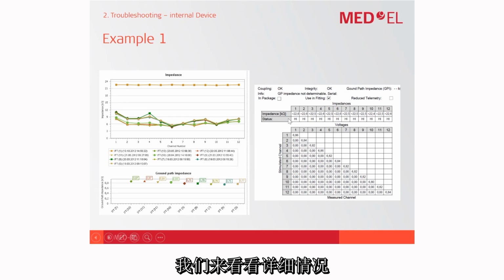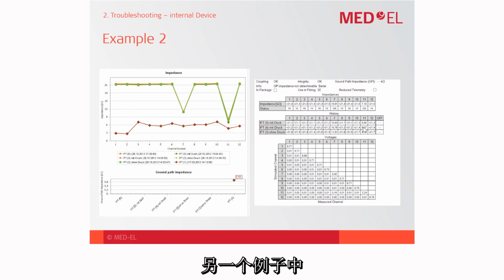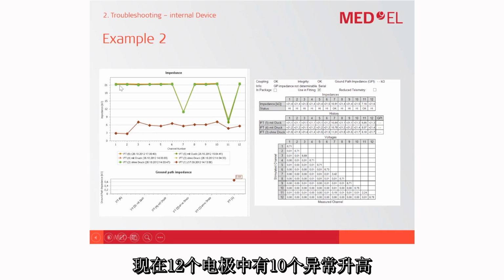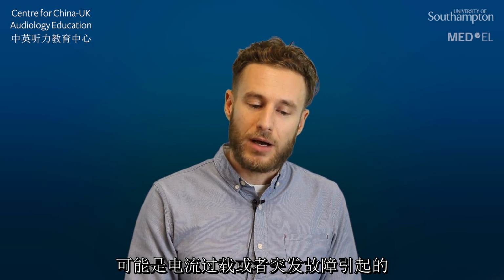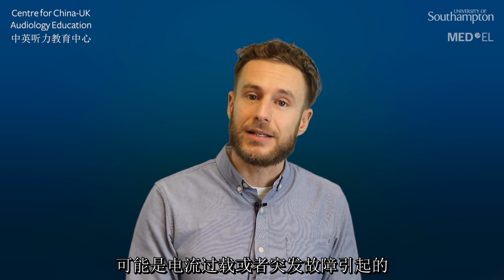Here you can see the latest results in more detail. So you see that here all the 12 intracochlear electrodes return high impedance. Here another example where in the past, shown here by this red line, all the impedance data was within normal limits. But now we can see that 10 out of 12 electrodes return high impedance. So this could be related to a mechanical overload caused by a bump or an accident.